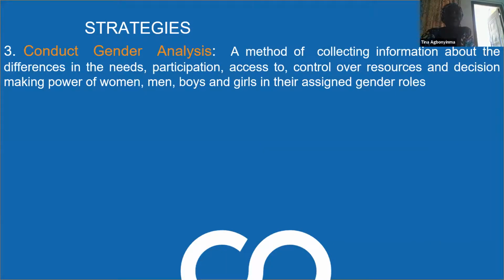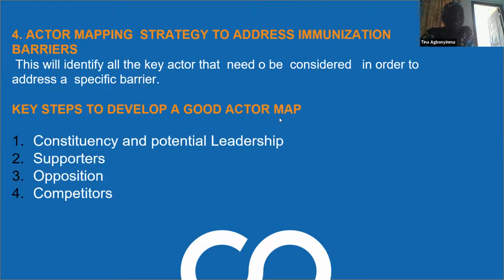Okay, so the third strategy is to look at a method of collecting information about differences in the needs, participation, access to and control over resources, and decision-making power of women, men, boys, and girls in their assigned gender roles. So these three strategies, I can say, were really given to us during our IA2030 courses that we just finished.